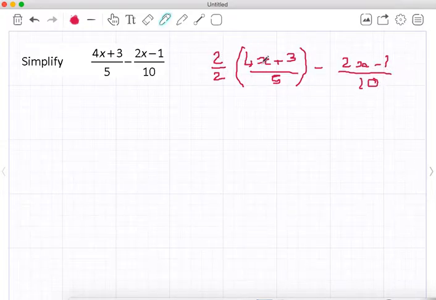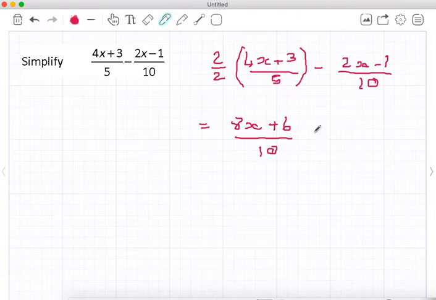Now 2 times 4x is 8x. 2 times 3 is 6. 10 on the bottom. And now I've also got the minus this one. Nothing's happened to it. Now I'm going to do 8x, take away 2x, which is 6x.